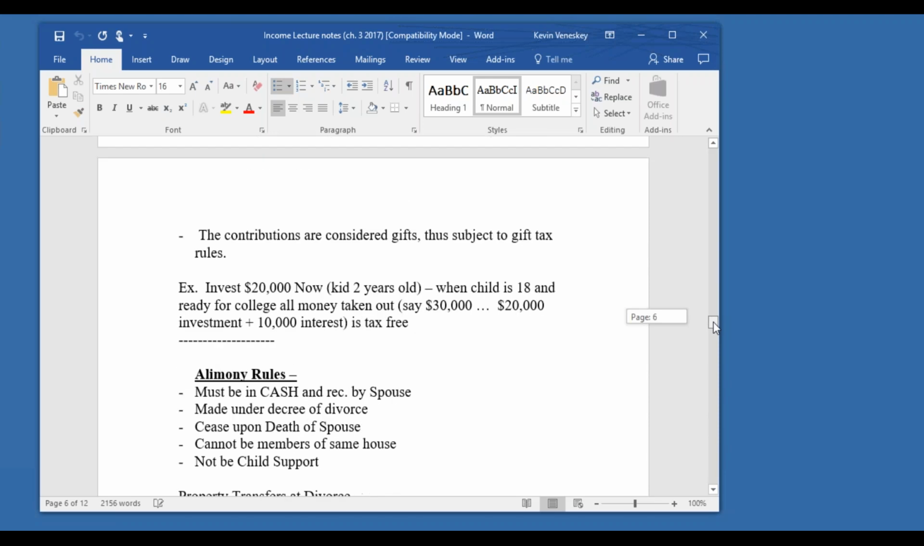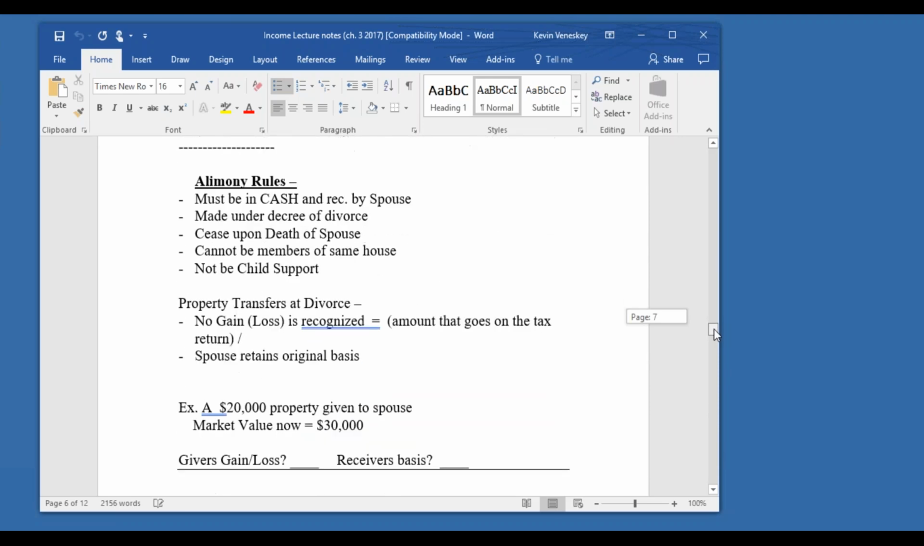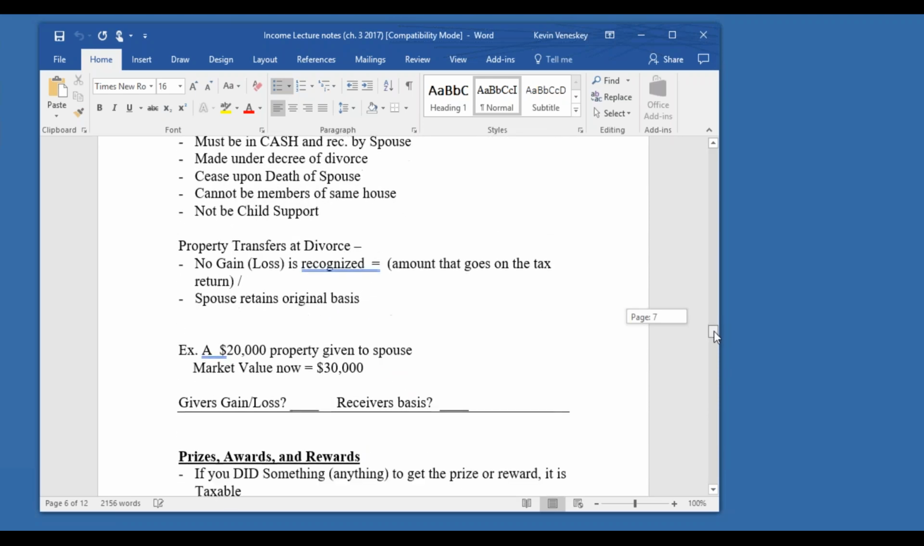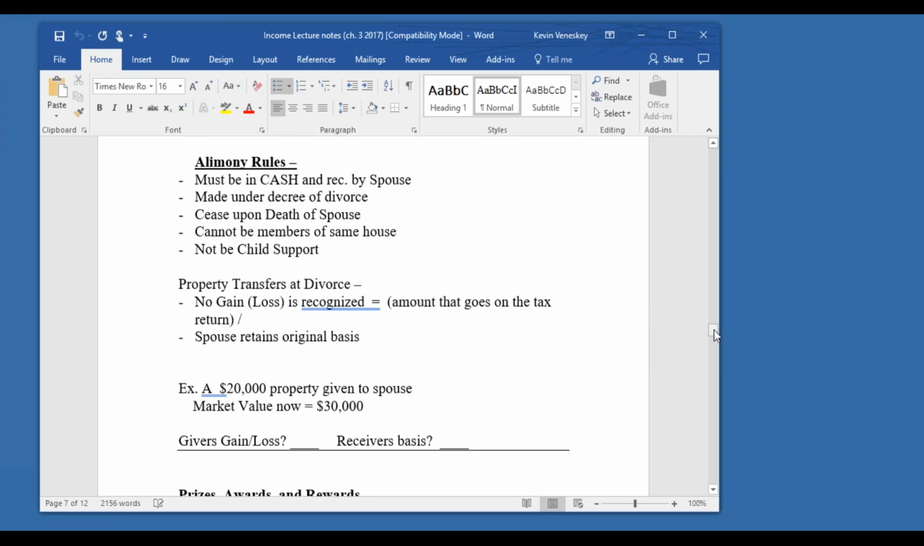Okay, let's keep going down. Alimony rules. I'm not going to spend a lot of time here because Indiana's not an alimony state, but you can see just a few of the things. Alimony has to be in cash and received by the spouse. It can't be directed to go somewhere else to be considered alimony. It has to be part of the divorce decree. You can't just say, I'm going to pay you money just because I want to. That doesn't count as alimony. That's something different.